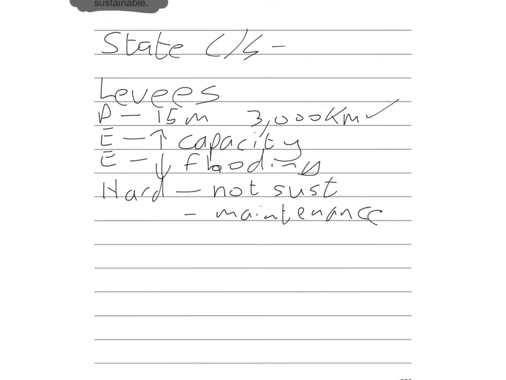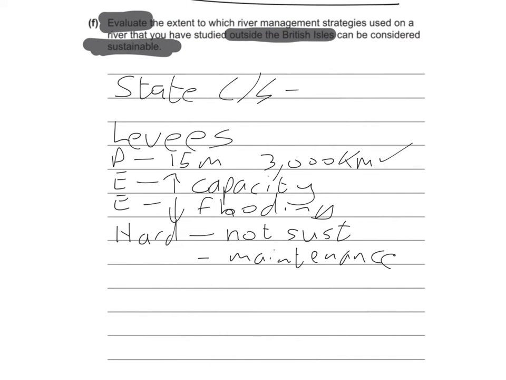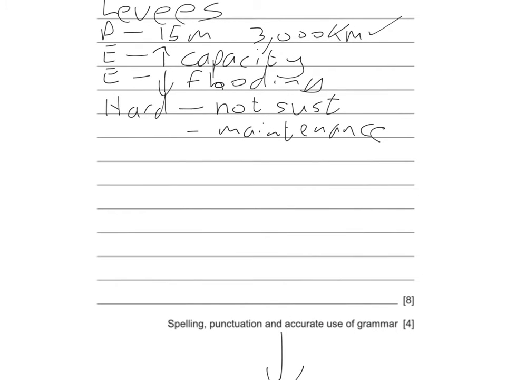Because this is an 8-mark question, I think at this stage it's advisable to use a second river management strategy. You've got a range of options, but we'll go for afforestation as the example that we'll use here.